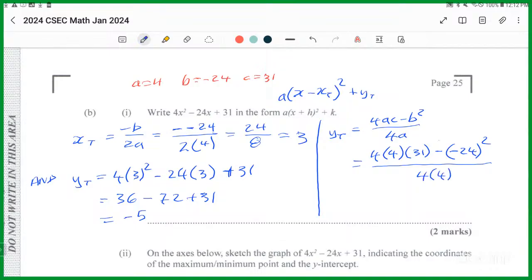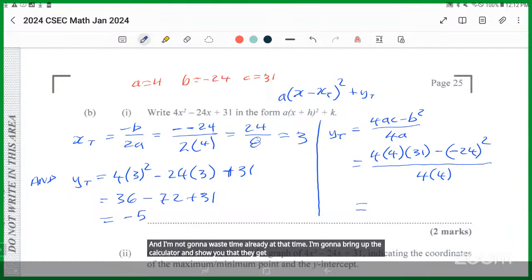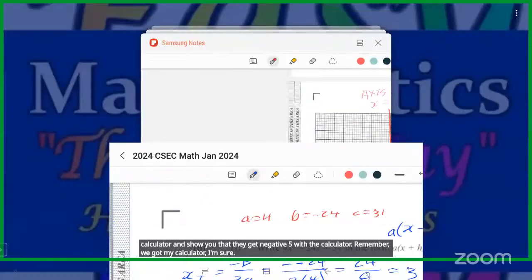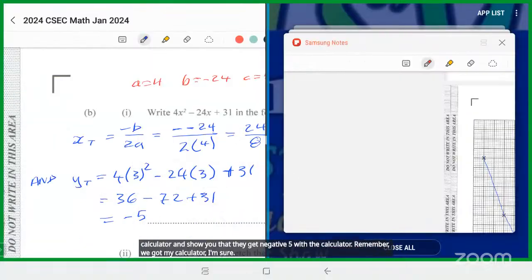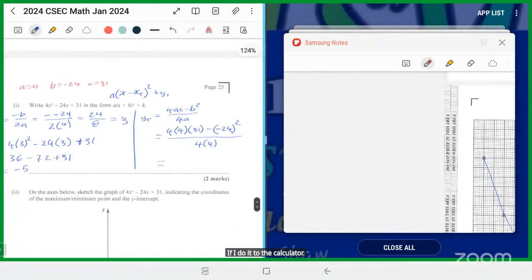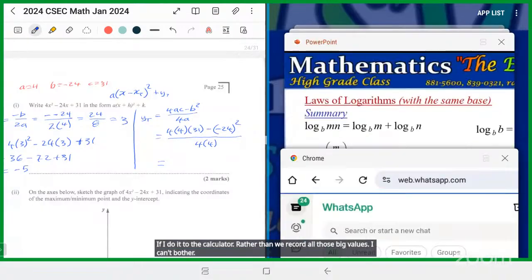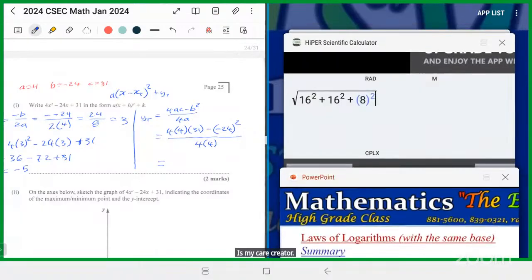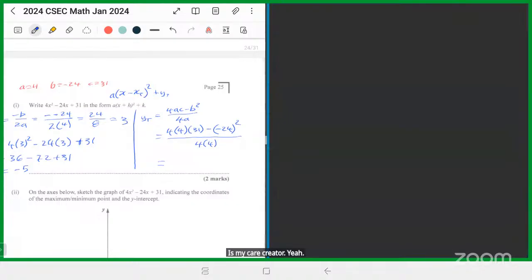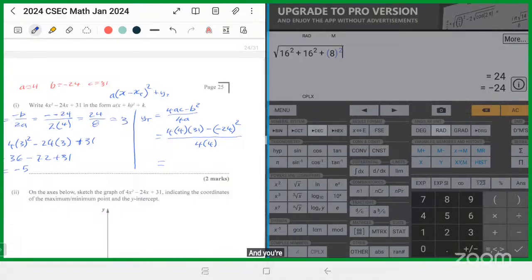And I'm not going to waste time over that. I'm going to bring up the calculator and show you that to get negative 5 with the calculator. If I do it with the calculator, rather than work out all those big values, I can't bother. Where's my calculator? Here. So I'm going to put these values in the calculator exactly as it appears there. And you're going to get a negative 5.